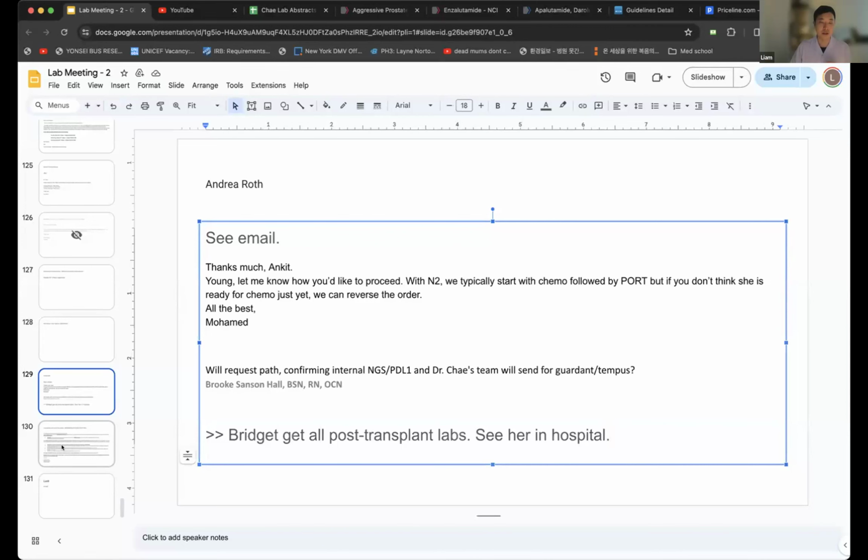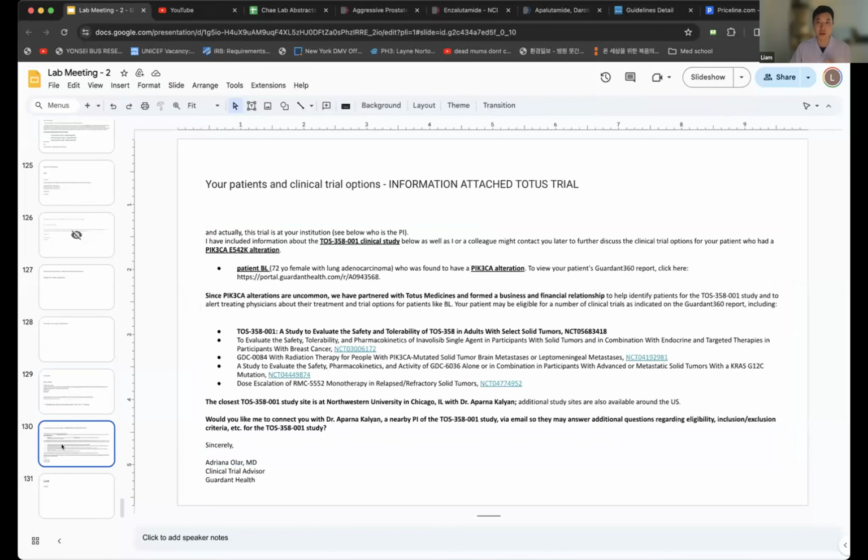Okay, the next question, while Sally pulls up the chart, is from Garden. Garden emailed us about two patients who had clinical trials they would be eligible for. This is for patient BL. There's a study here at Northwestern, and he just wanted to let us know there was this clinical trial available for this patient and wanted to see how you wanted to proceed.